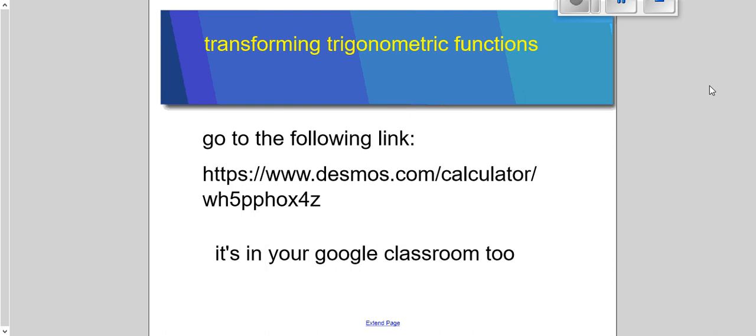I'd like you to go to the Desmos calculator link here. You can also find it in your Google Classroom. And I'd like you to play around with when you have something in brackets. So for example, cos bracket x minus d, or sine bracket x minus d. What happens when we have that number in there, and how does it transform your function? So go there, take a look, and play with it, and then come back and we'll get started.